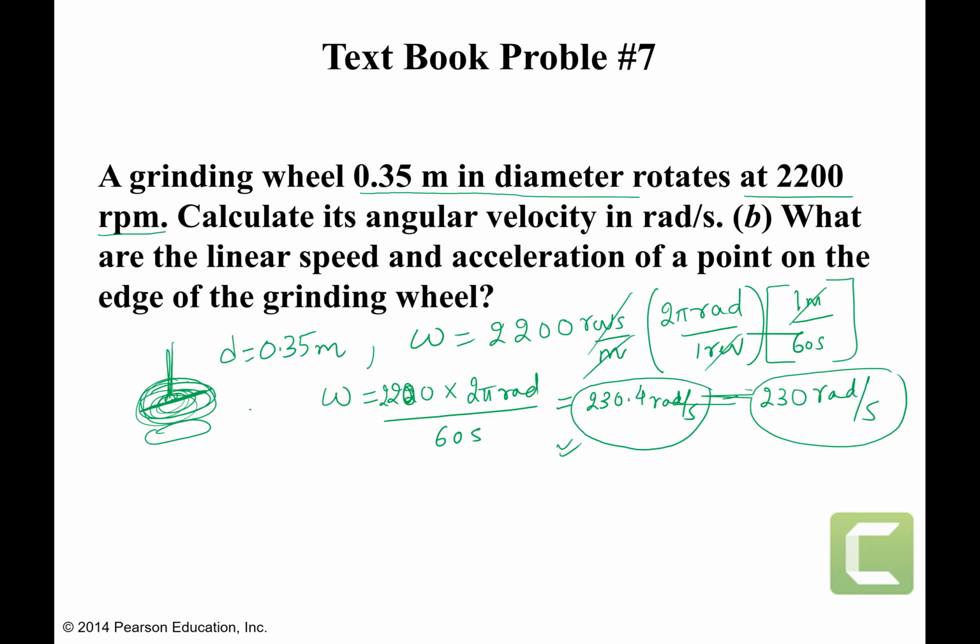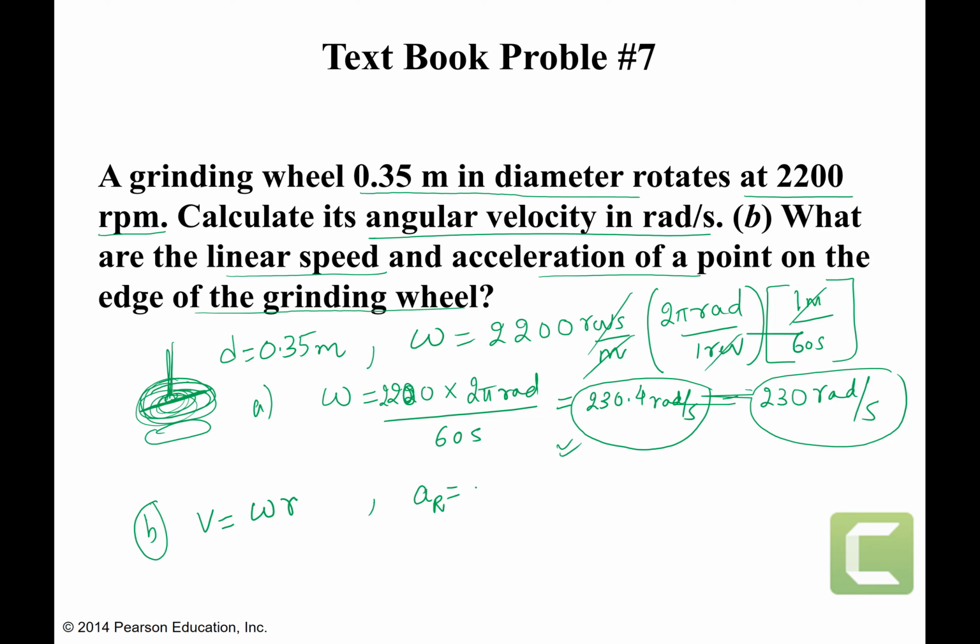Okay, so that was part A of this problem, and part B asks: what are the linear speed and acceleration of a point on the edge of the grinding wheel? So basically he's asking you to find v, the linear speed, where v is equal to omega times r, and he's also asking you to find the tangential and radial acceleration.